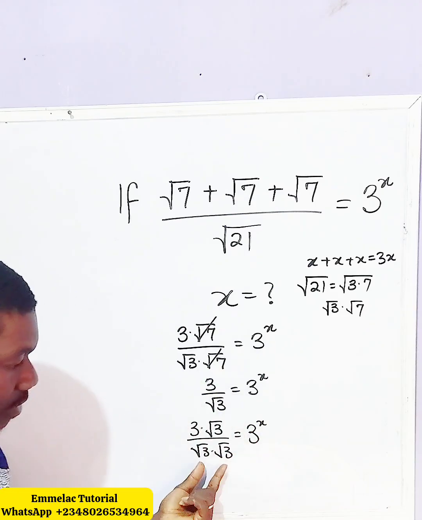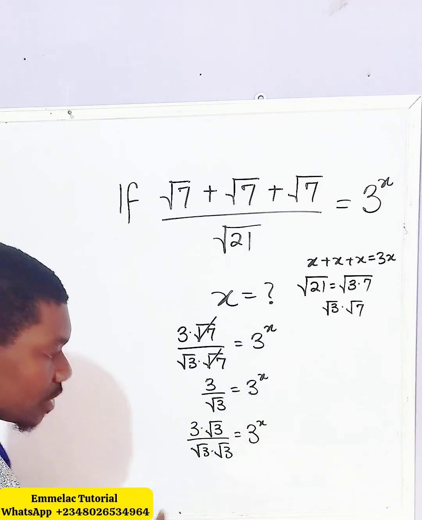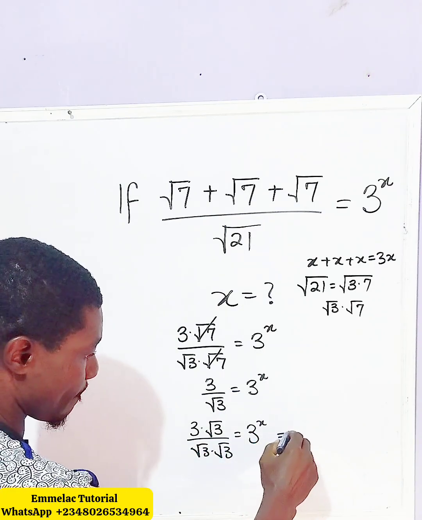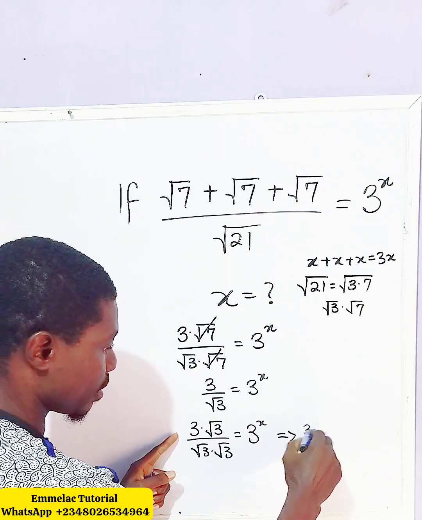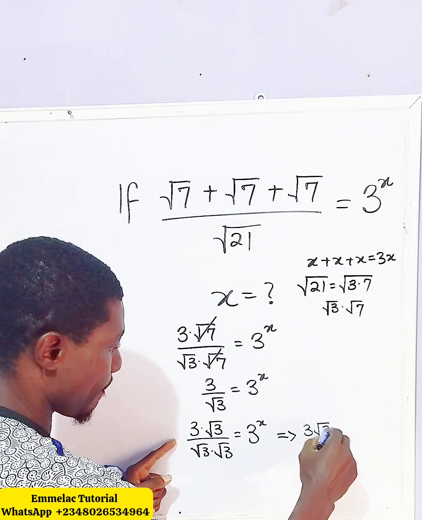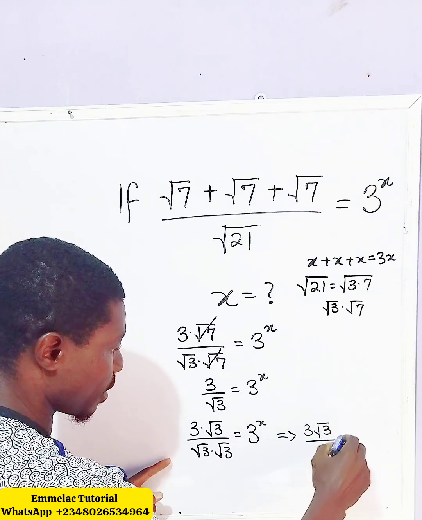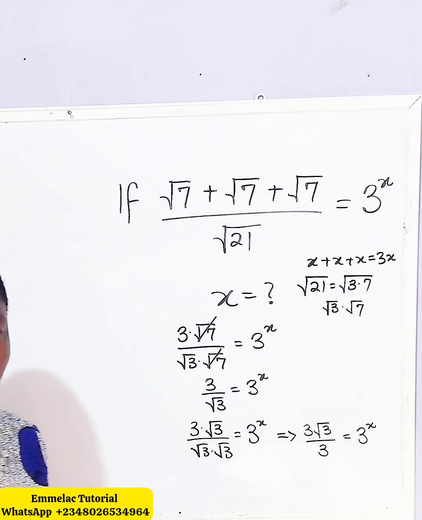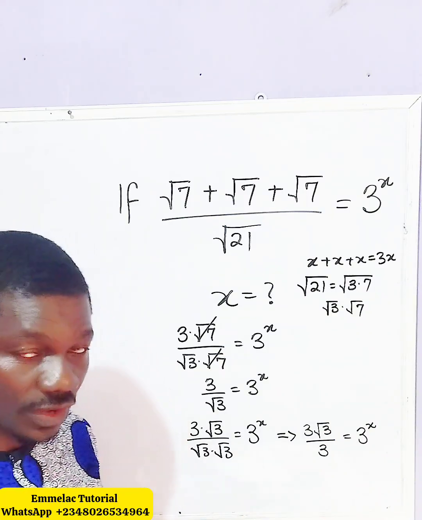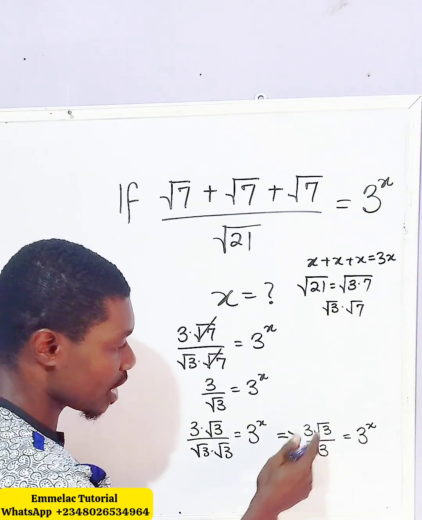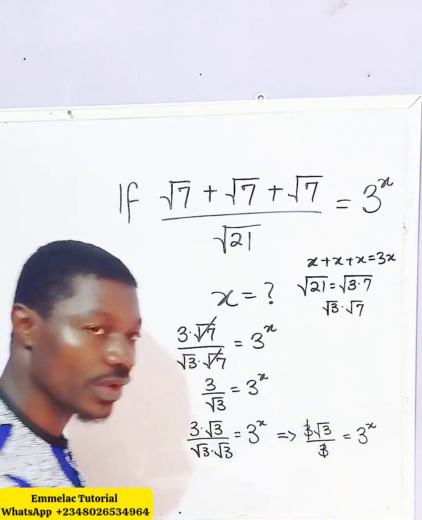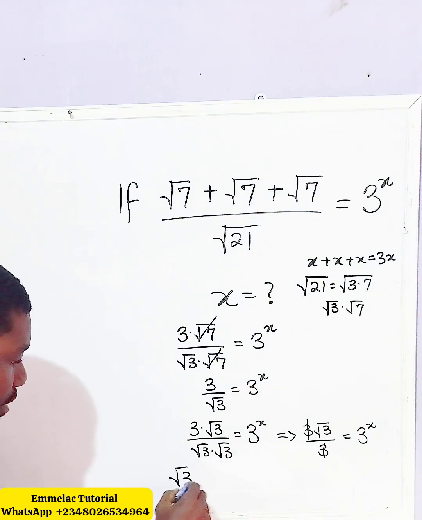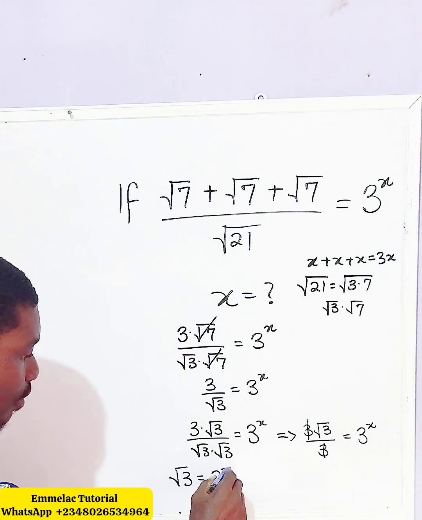So at this point we multiply this, and this will give us 3 root 3, then all over 3, then equals 3 raised to the power of what? X. Now looking at this equation, you can see that we also have another common term, which is 3 and 3. We can now eliminate. Okay, so we are left with the square root of 3, which equals to what? 3 raised to the power of what?